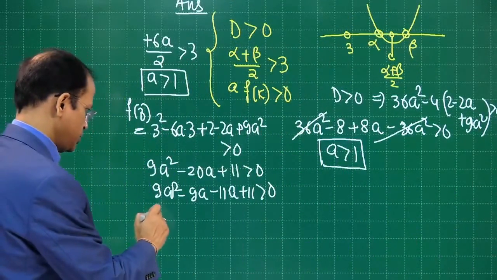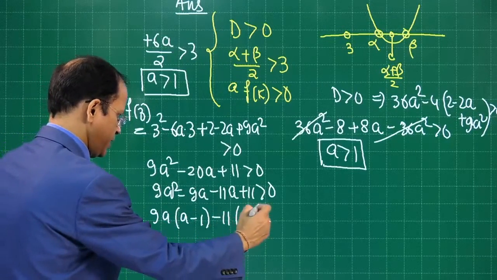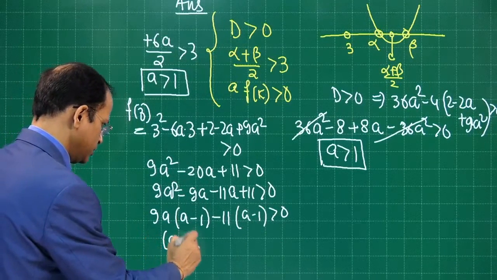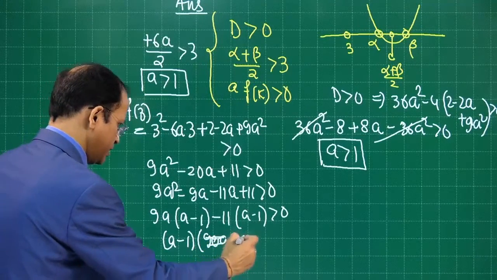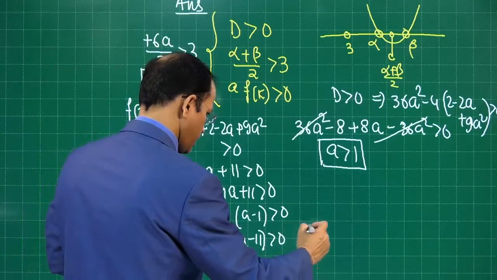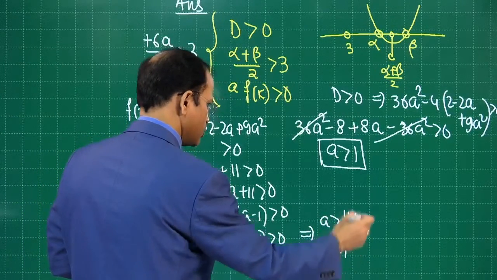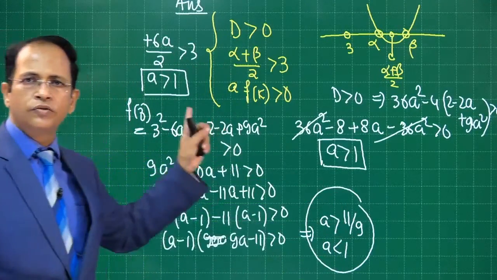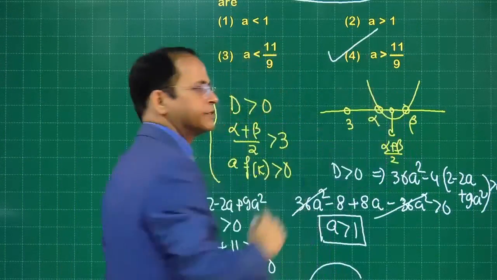And we can just substitute 9a. This is a minus 1, this is minus 11, this is a minus 1, which is greater than 0. So what we have been given, a minus 1, this is 9a minus 11, which is greater than 0, right? So we have a greater than 11 upon 9 and a less than 1. So you can see here, there are 3 conditions we have. When you join, when you see the common range, we'll get this part.